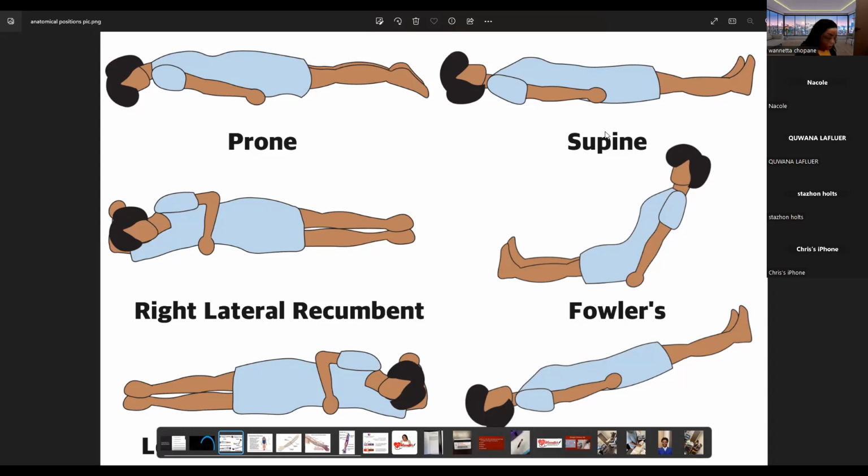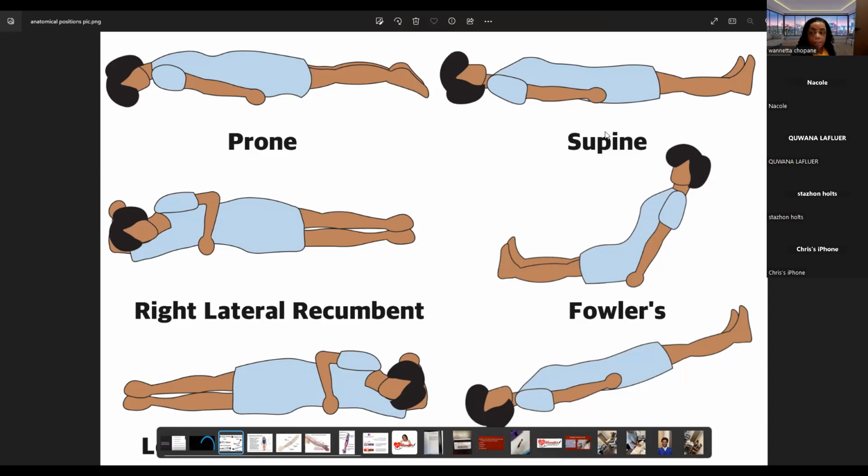Now, when I go downward, you see she's laying on her side, she's laying on her right side with her hand behind her neck, so to speak. The name of this position is right lateral recumbent.